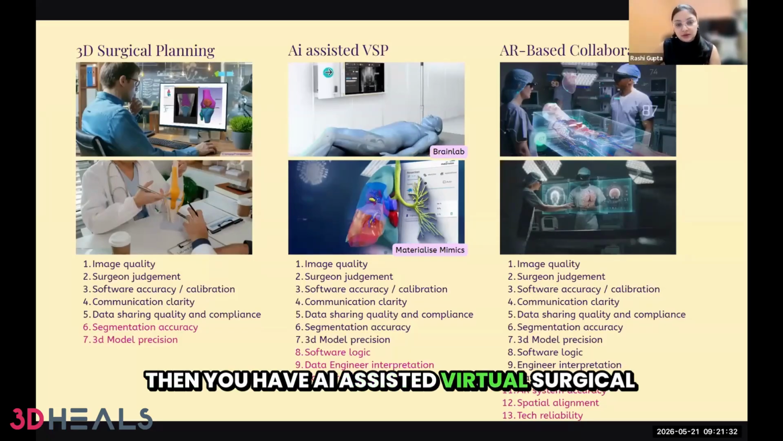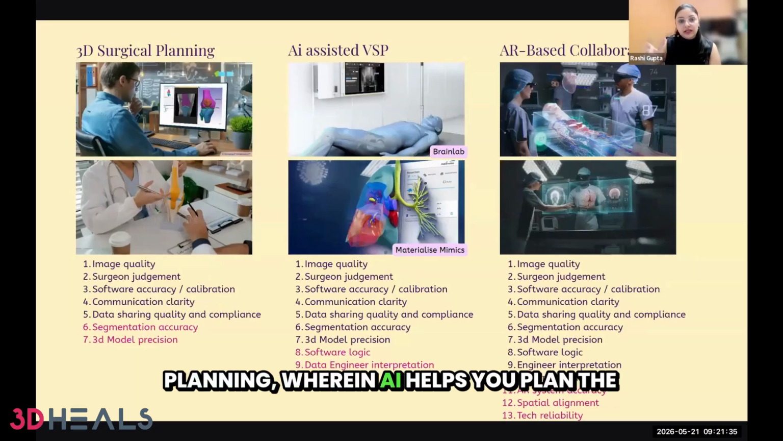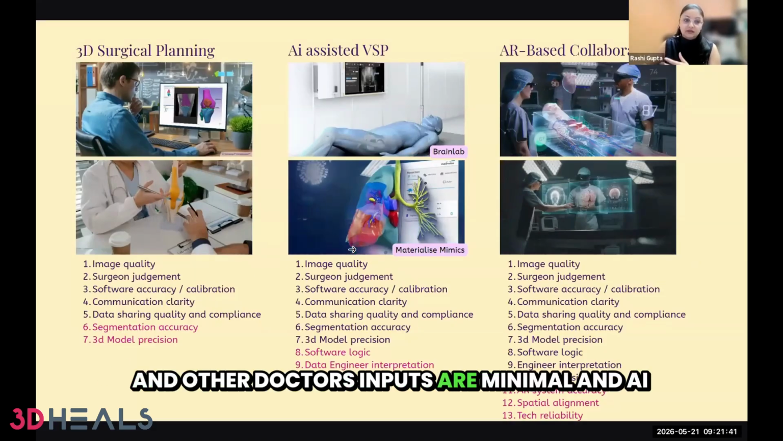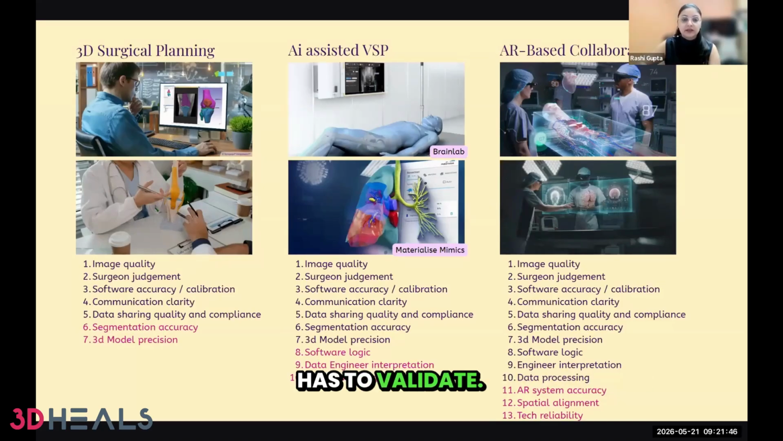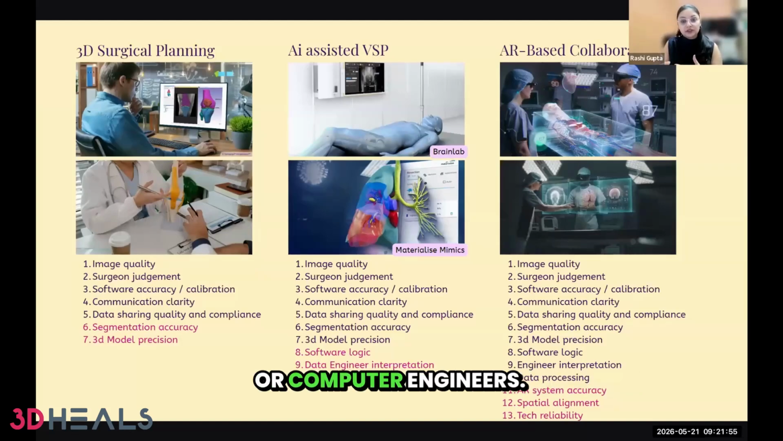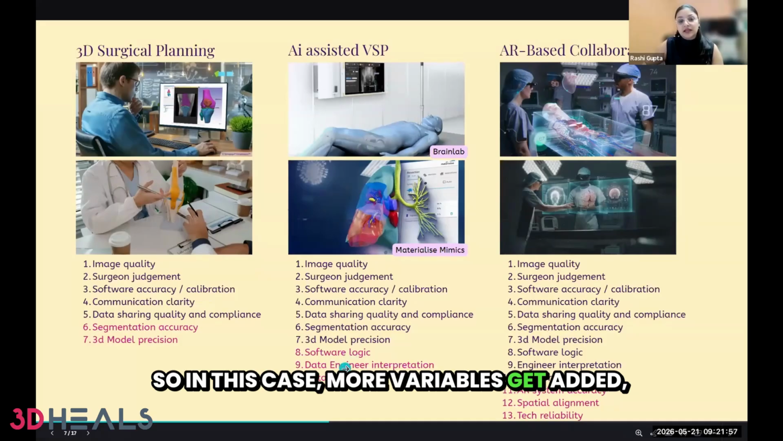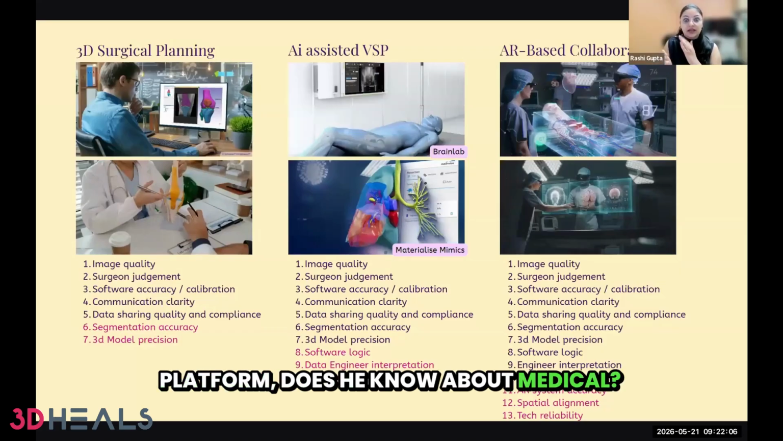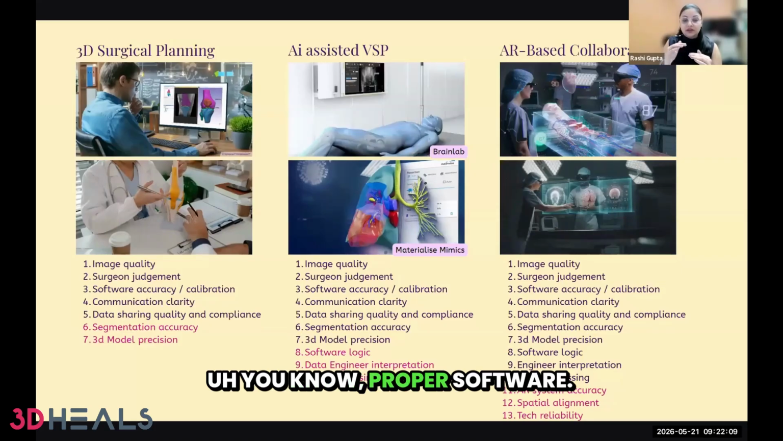Then you have AI assisted virtual surgical planning, wherein AI helps you plan the entire surgery, and the doctor's inputs are minimal, and AI does most of the work, and the doctor just has to validate. Now, in this case, these software are, of course, made with the help of a doctor, but these software are made by data engineers or computer engineers. So in this case, more variables get added, which is: is the software logic correct? Did the data engineer who made this platform know about medical? Has he made the proper software? So another variable gets added.